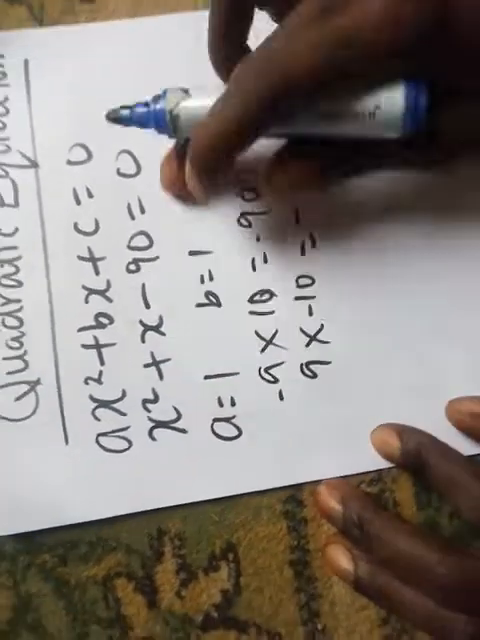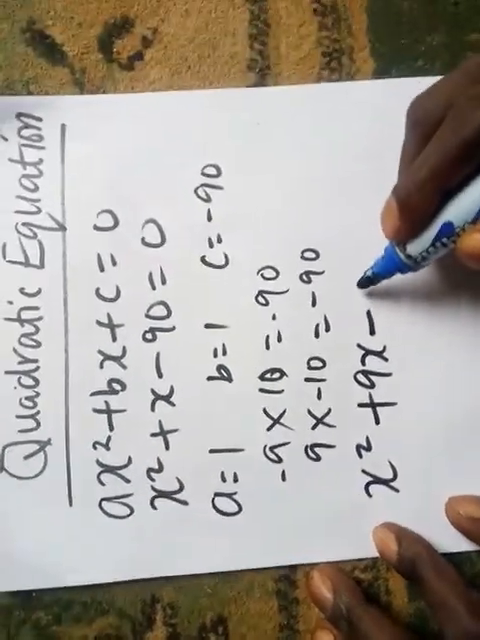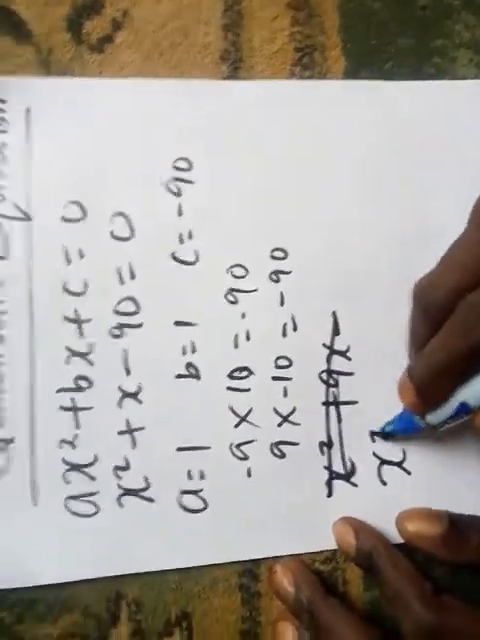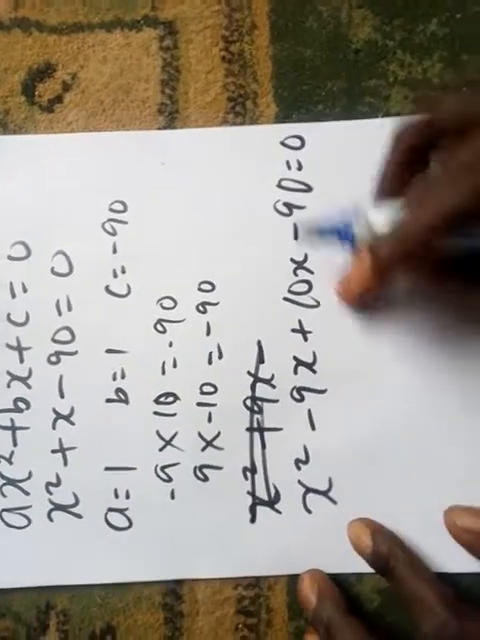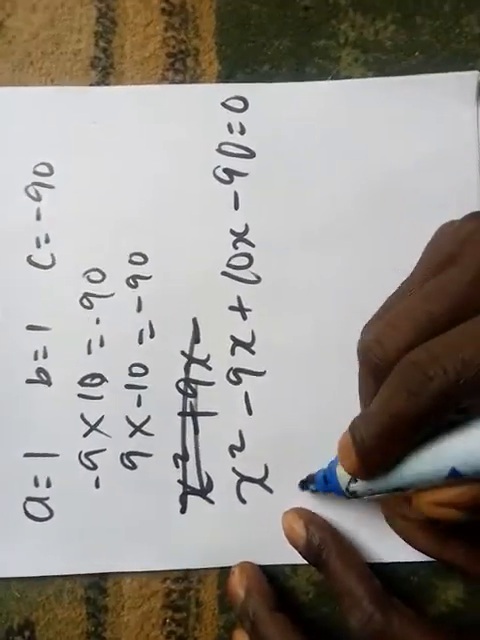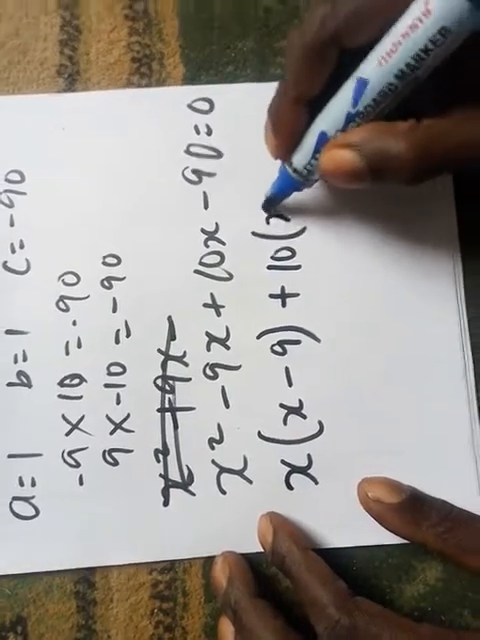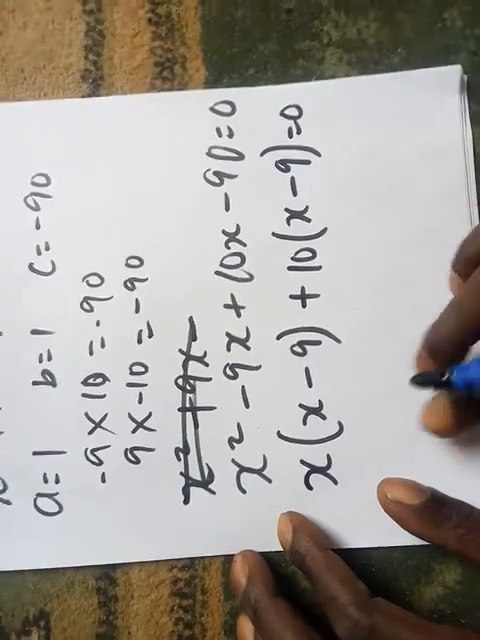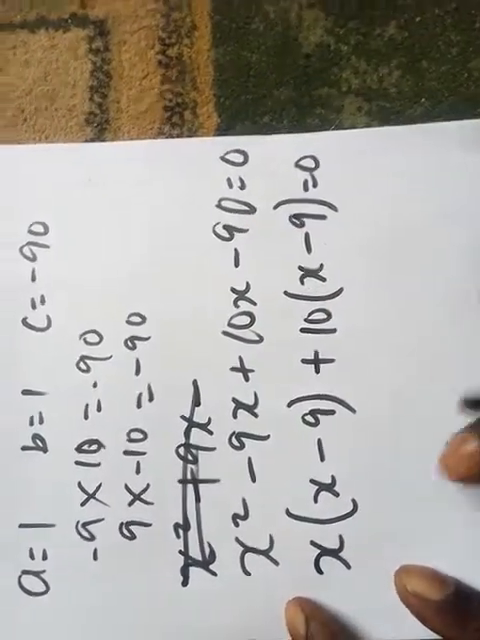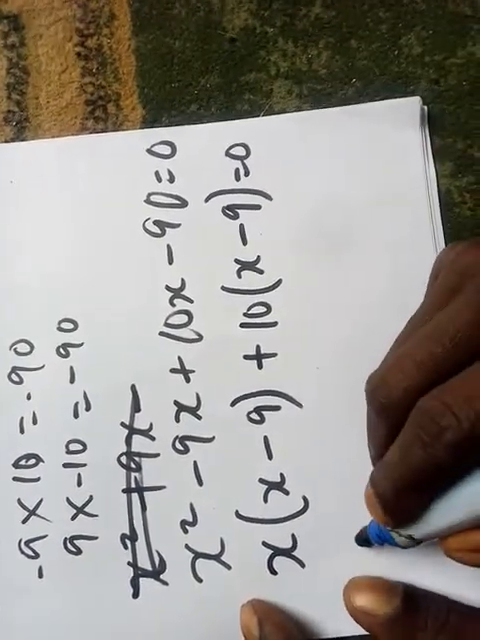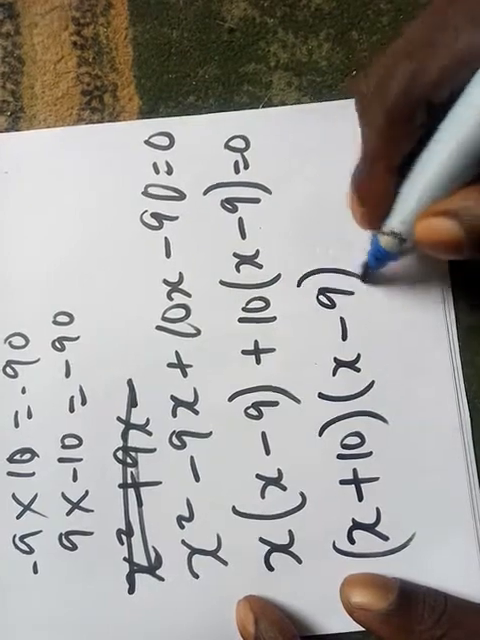So we can expand this to be x squared minus 9x plus 10x minus 90 equals 0. When you look at it, this term and this term both have x, and this one and this one have common factors. So we have x into x minus 9 plus 10 into x minus 9 equals 0. When you multiply this by x, you get this, and when you multiply 10 by this, you get this. These two brackets are the same, so we can take it out, and you have x plus 10 into x minus 9 equals 0.